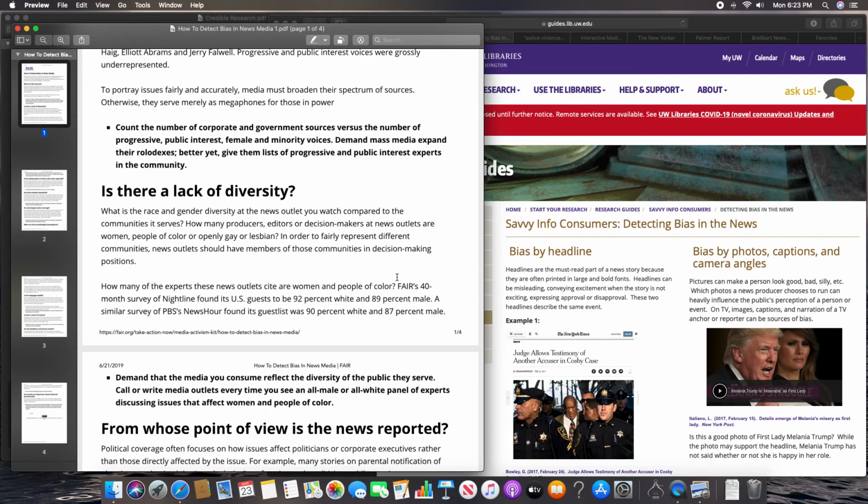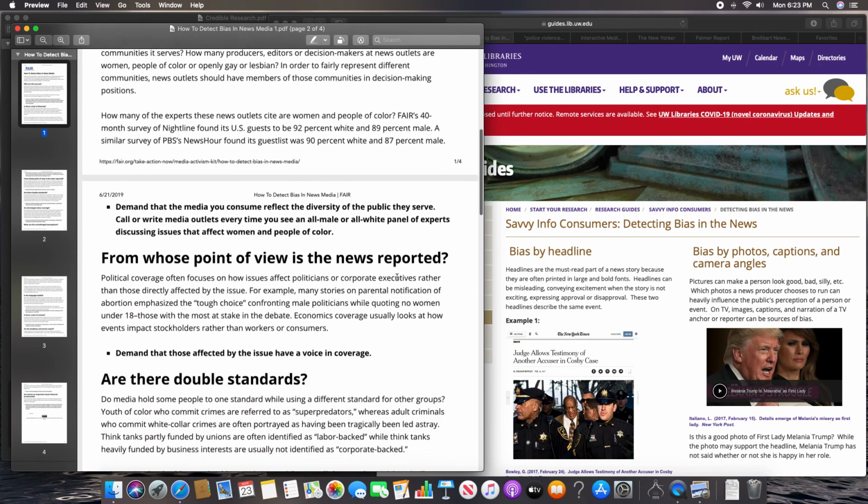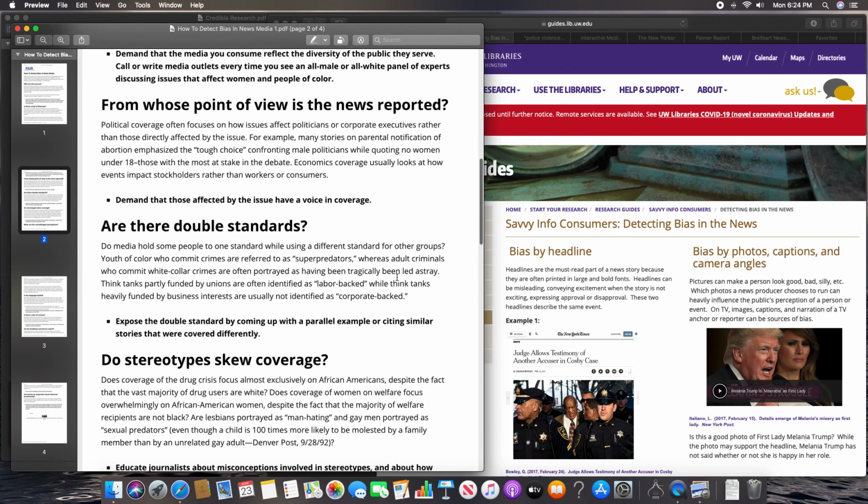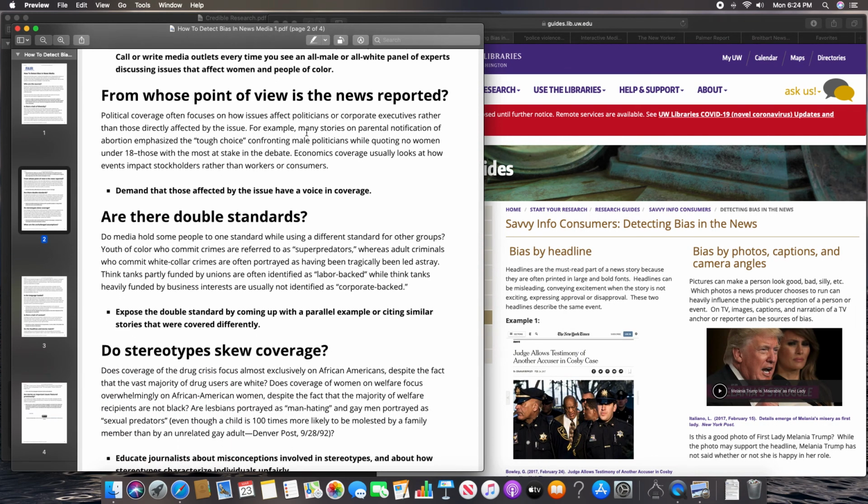If they're thinking about police brutality in urban environments, are they asking a bunch of white academics what's going on, or are they going into the neighborhoods and actually speaking to the people who live there, the people of color who live with it on a daily basis? Whose voice is being heard versus whose voice is not being heard. And that goes to from whose point of view the news is being reported as well. Those who are affected by the issue having a voice in the coverage versus nobody reaching out at all.